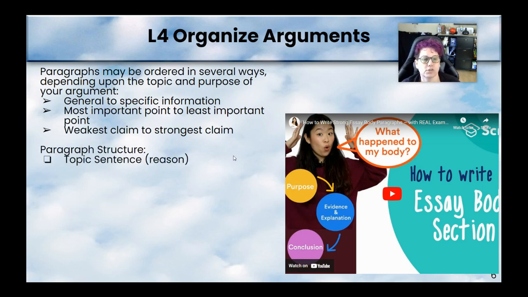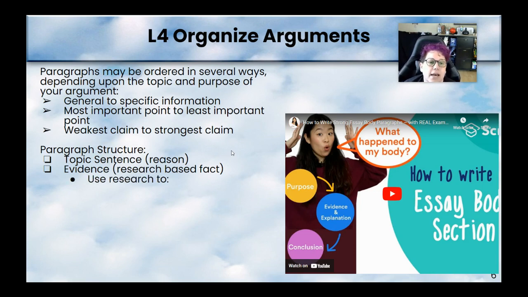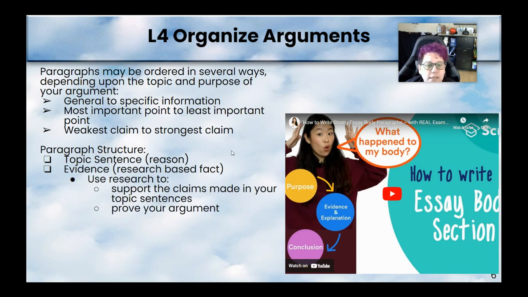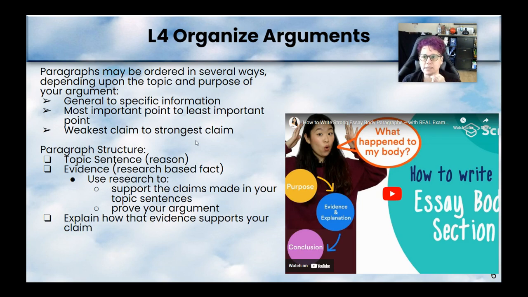Remember, for paragraph structure, you need to have your topic sentence with your reason in it. You need to provide evidence, and this evidence needs to be research based. Okay. Use research to support the claims that you make in your topic sentence to prove your argument, right? And then explain how that evidence supports your claim. So make sure that you have all of this in there. First, your topic sentence with your reason, then your evidence, and then explain how that evidence supports that claim that you made.